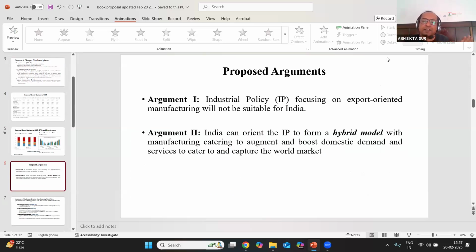The first argument says that Indian industrial policy focusing on export oriented manufacturing will not be suitable for India. And the second argument says we argue for a hybrid model, with manufacturing catering not to the external sector, but much more to augment and boost domestic demand. We believe that growth in manufacturing could help ease the unemployment problem to a certain extent, and services should be expanded, and also focus on the world market for our export growth.